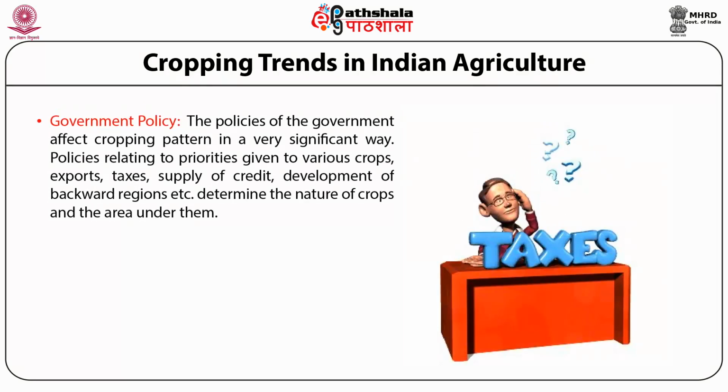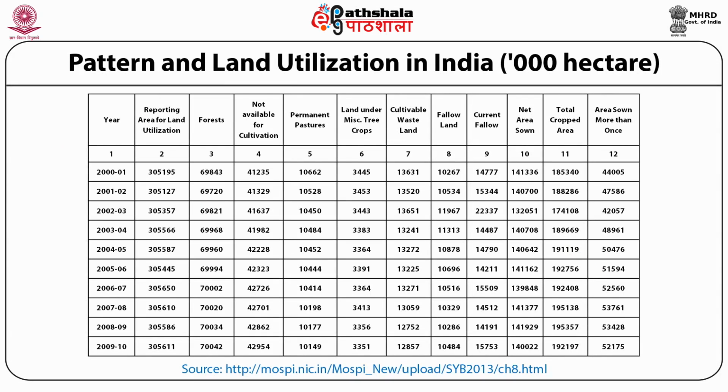Government policy. The policies of the government affect the cropping pattern in a very significant way. Policies relating to the priority given to the various crops, exports, supply of credit, development of backward regions, support price, etc., determine the nature of the crops and the area under them. This table shows the pattern and land utilization in India. The time span which is shown for the pattern here ranges from 2000-2001 up to 2009-2010.